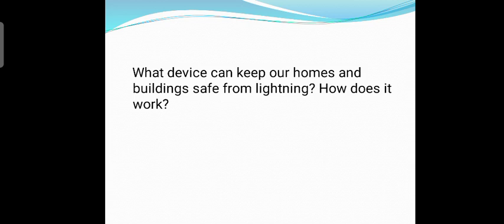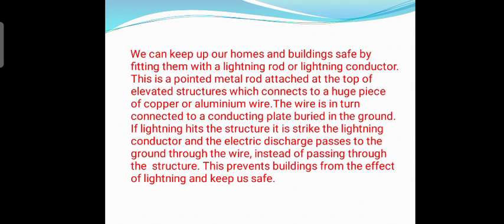Now, what device can keep our homes and buildings safe from lightning, and how does it work? We can keep our homes and buildings safe by fitting them with a lightning rod or lightning conductor. This is a pointed metal rod attached at the top of elevated structures. Tall buildings generally have such a lightning conductor, which connects to a huge piece of copper or aluminium wire. The wire is in turn connected to a conducting plate buried in the ground.